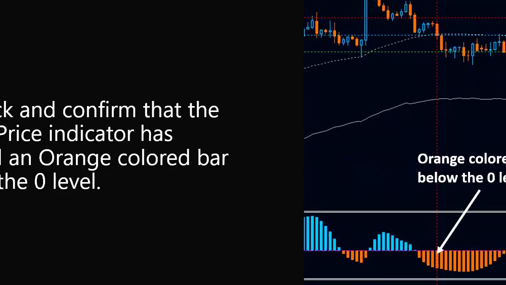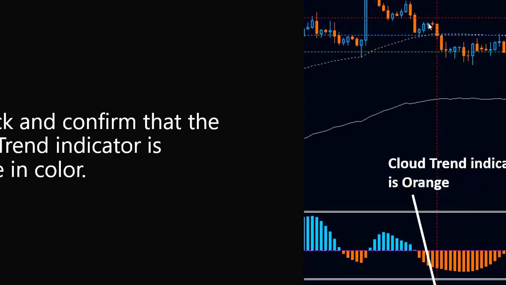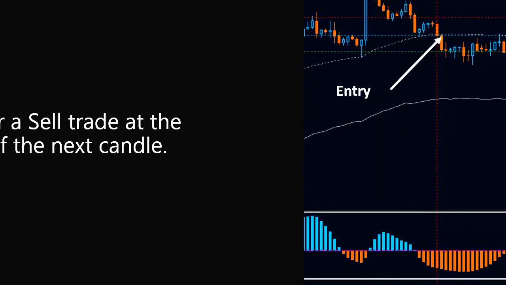Next, we're going to check and confirm that the cloud price indicator has formed an orange colored bar below the 0 level. As you can see on the image, that's exactly what happened. The orange colored bar is below the 0 level. Next, we're going to check and confirm that the cloud trend indicator is orange in color. And again, at the same candle, on that red line, we can see that that is also orange in color. We're going to enter a sell trade at the open of the next candle, in this instance, where it's pointed out in the arrow. And all our conditions have been met.